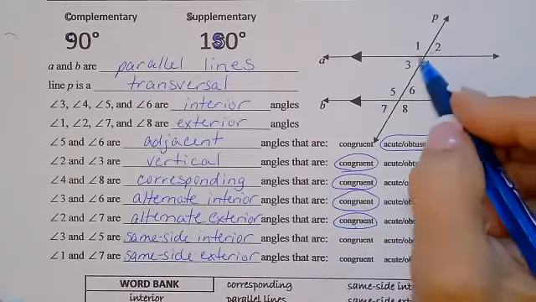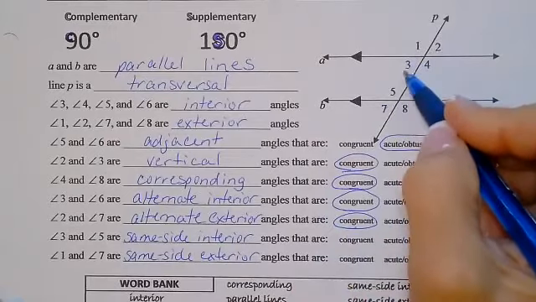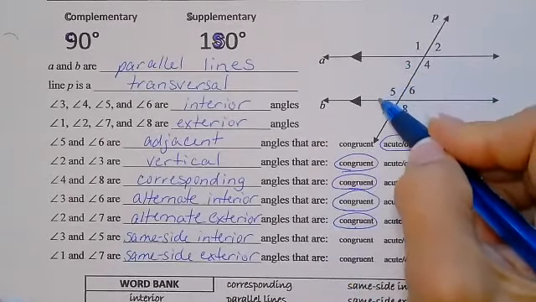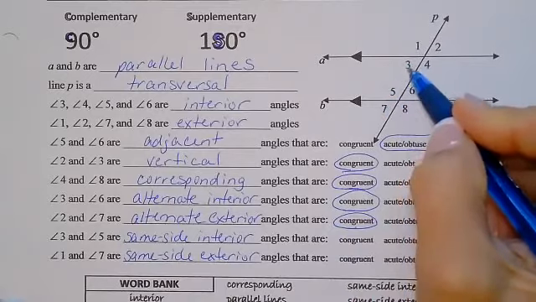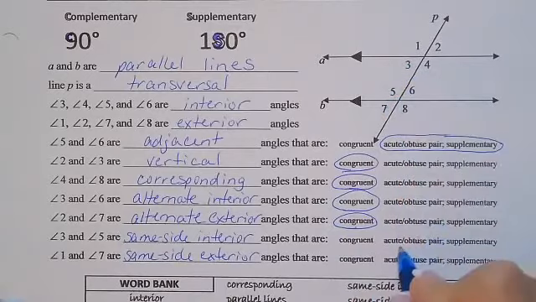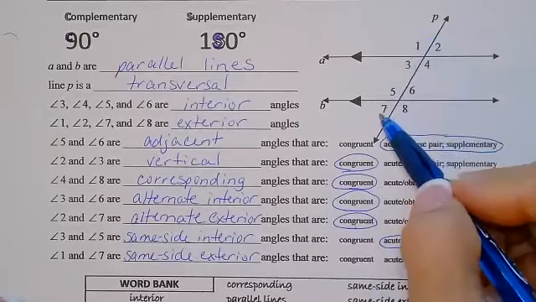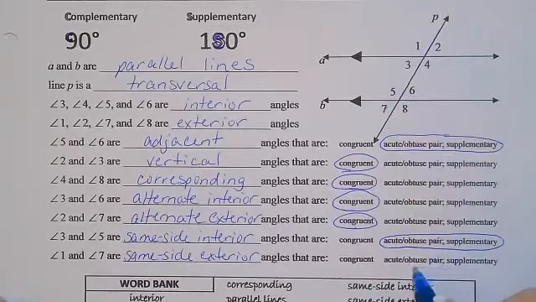3 and 5 are same side interior. Angle 3 is acute. Angle 5 is obtuse. So 3 and 5 make an acute obtuse pair. Put together, they'd be supplementary. They'd equal 180 degrees. Same side exterior are 1 and 7. So 1 is obtuse, 7 is acute. So they also form an acute obtuse pair, which makes them supplementary.